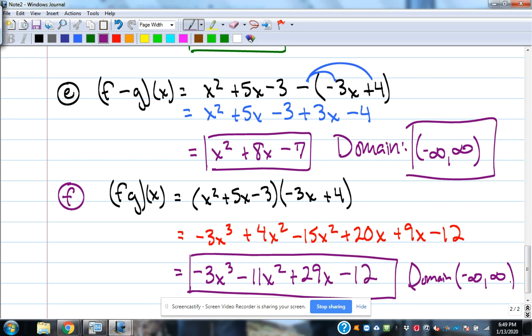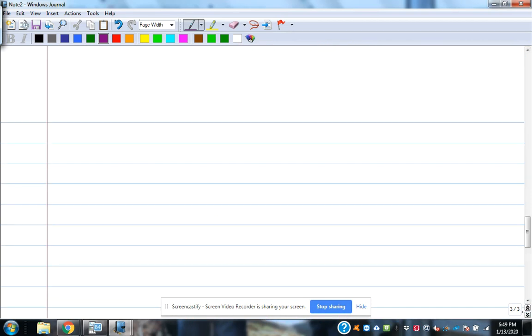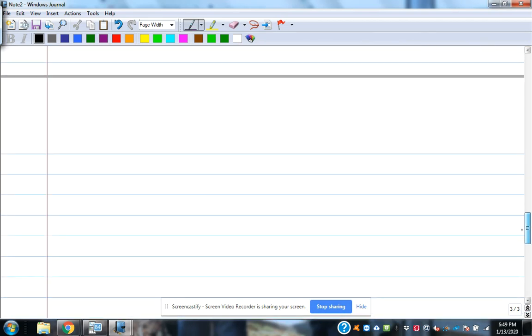And a lot of that just depends on the original two functions that you get. For addition, subtraction, and multiplication, the original two functions are going to decide what your domain is. If they don't have any restrictions on them, your operated function is not going to have any restrictions on it. But when you get to the next example, G, we're on F divided by G of x.